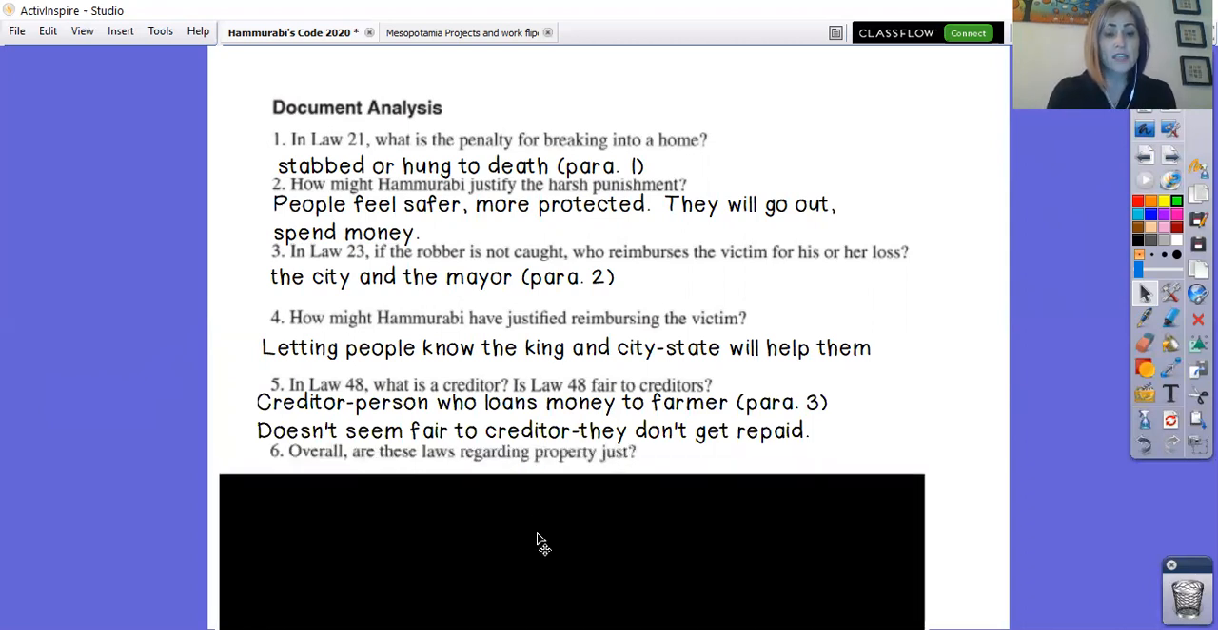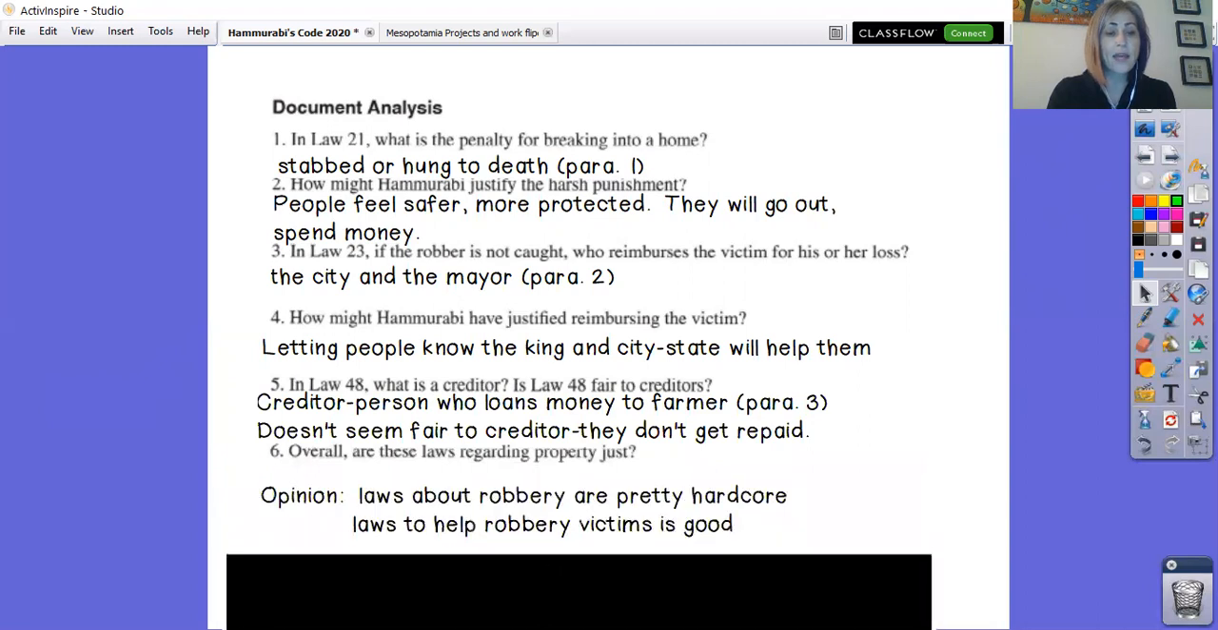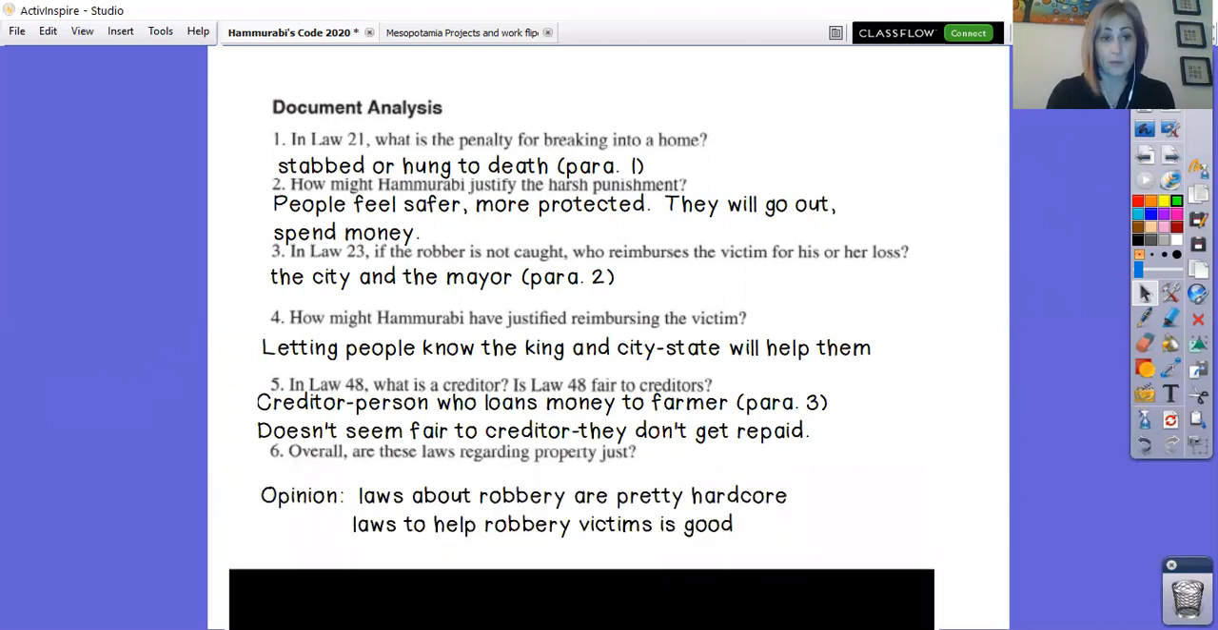Overall, are these laws regarding property just? Again, this is going to be your opinion. All right, the laws about robbery are pretty hardcore. Right, you die. But on the other hand, it makes people feel safer. And wanting to help out robbery victims seems really good too. So again, this is going to be your opinion. Yep, dude, totally. I think these laws regarding property are just. Or nope, dude, sorry, I think these laws regarding property are not just.